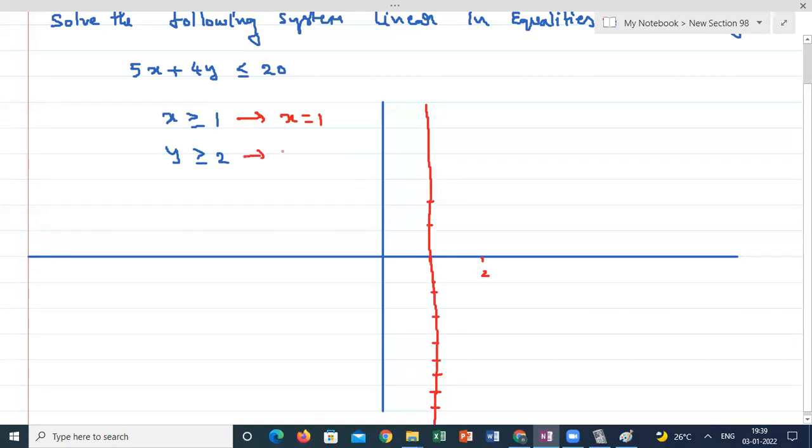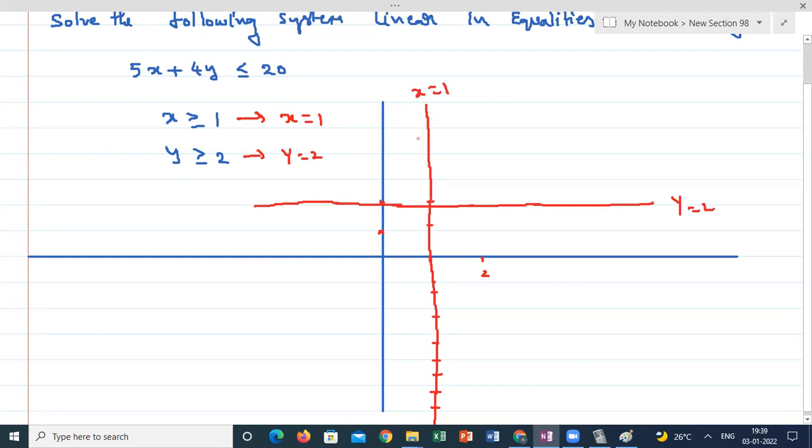If I am taking this one, y is equal to 2. Later we'll see how y is equal to 2 will come. This is 1, this is 2. This is y is equal to 2. This is x is equal to 1.